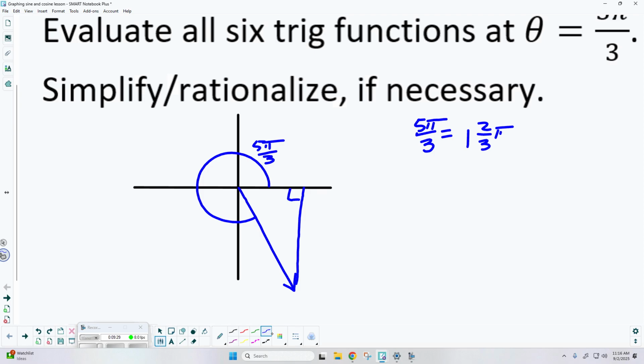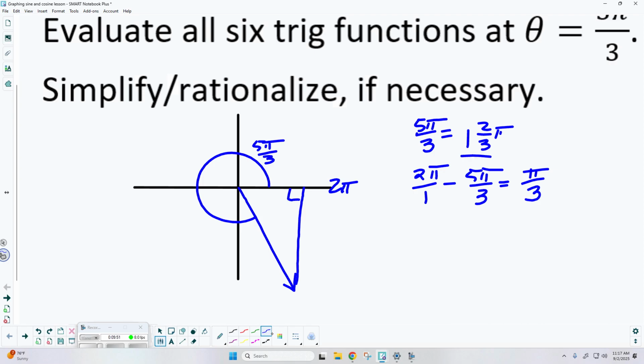Now, there's a couple of ways you could do this. You could take the closest x-axis, 2 pi. You could do a little bit of algebra. Go ahead and subtract the 2. And what you're going to end up with is pi over 3. Did anybody want me to run through the algebra and show that? Good on that.